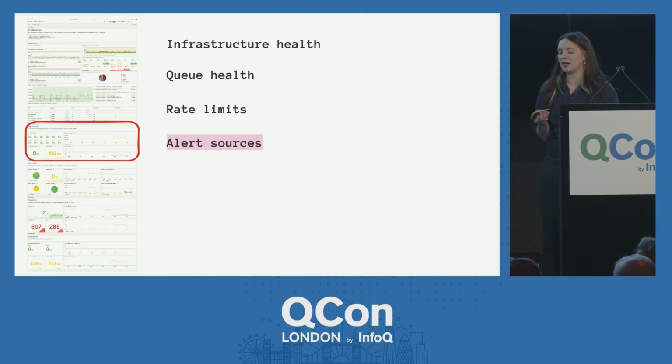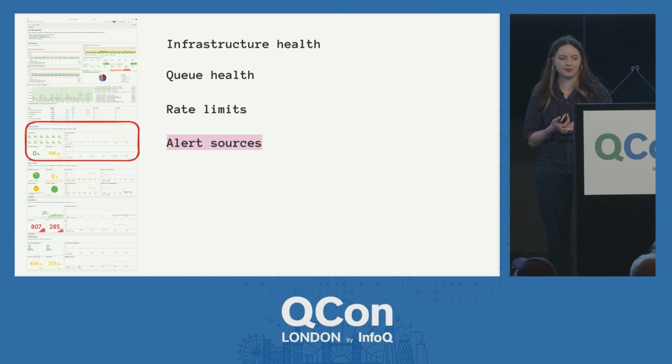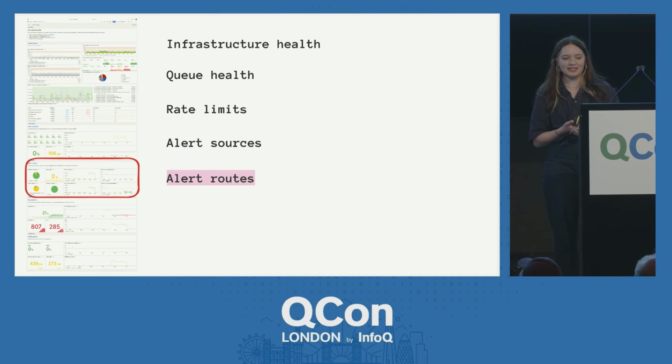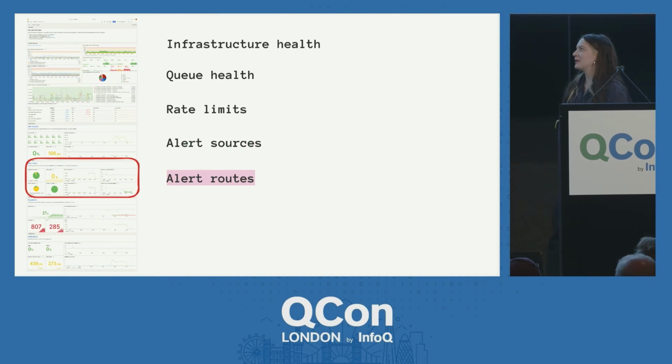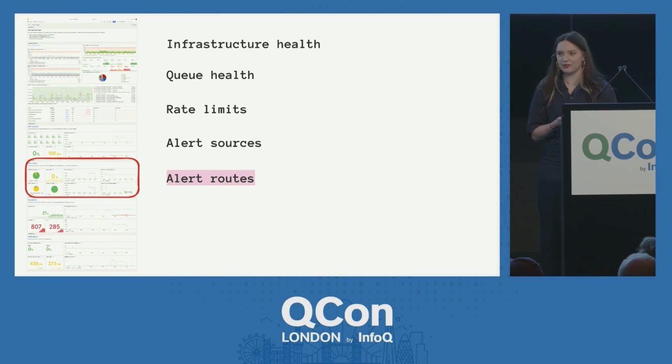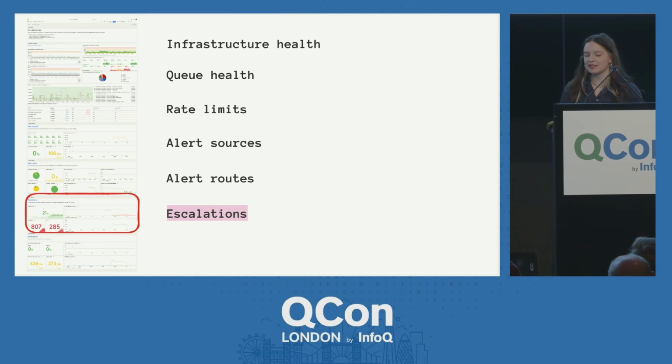Alert sources are our external-facing alert ingestion, so we track latency and response codes. Alert routes is us handling those alerts according to someone's rules, so we plot outcomes and our throughput. And then escalations, so are we paging people?